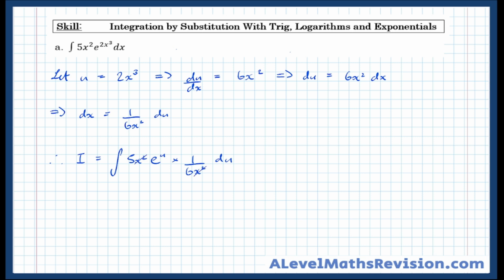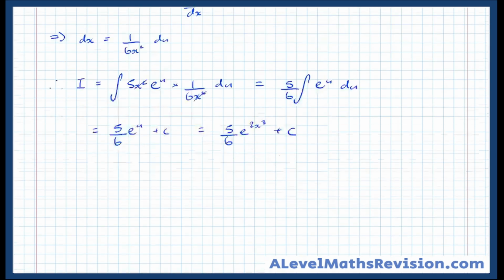We have x squared divided by x squared, leaving us with, and sometimes it can be easier to take out factors to the outside, provided they're just numerical factors, 5/6 e to the u du. And this now has been reduced to something you can integrate by means of that substitution. So the integral of e to the u is e to the u. So that becomes 5/6 e to the u plus c, which is equal to 5/6 e to the 2x cubed plus c. And remember to conclude in terms of the original variable. And there we have it, integration by substitution, an example involving exponentials. Let's have a look at another one.